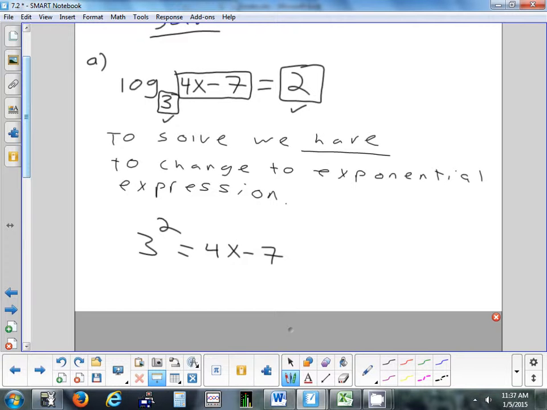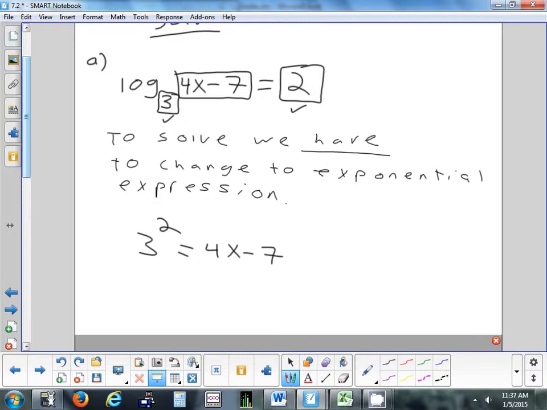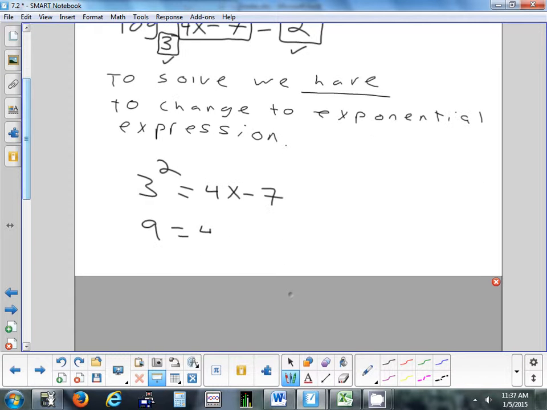Now from here, you just do out your arithmetic and solve for x. Shelby, 3 squared gives me 9. Okay, Owen, what's my next step to get x by itself?